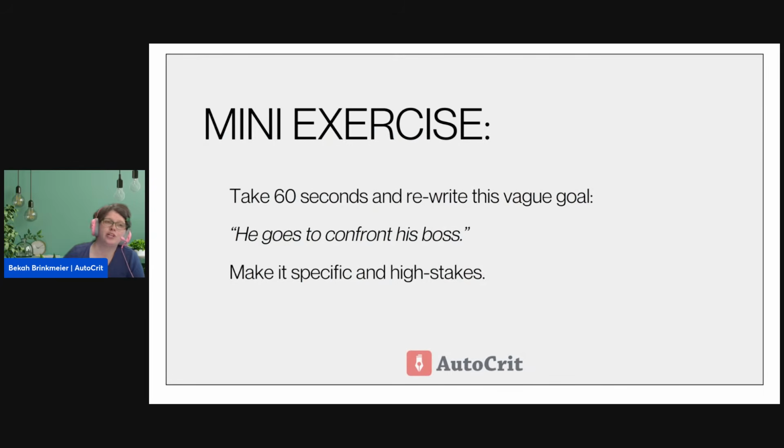All right, let's try it. I am going to put 60 seconds, so 1 minute, on the clock. I want you to rewrite this very vague goal: "He goes to confront his boss." Make it specific and high stakes. You can do this, and you can put your answers in the comments if you want to, or just follow along at home.